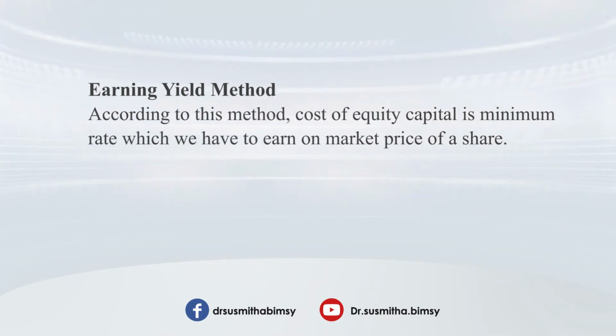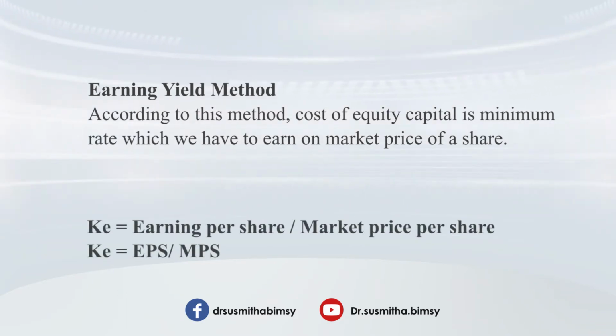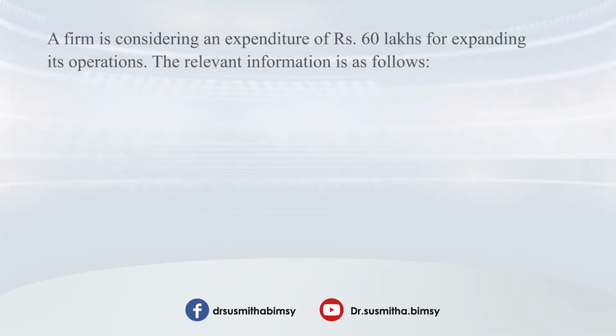I repeat, what is earning yield method? According to this method, cost of equity capital is the minimum rate which we have to earn on the market price of a share. Its formula is earning per share divided by market price per share. We just write earning per share of the company instead of dividend per share. So KE, that is cost of equity share capital, is equal to EPS by MPS. Okay, let's see an example.